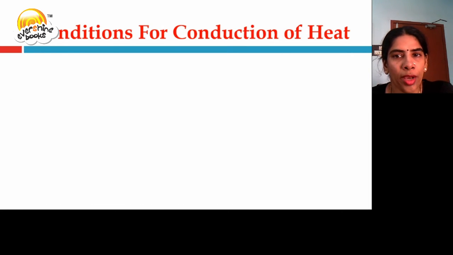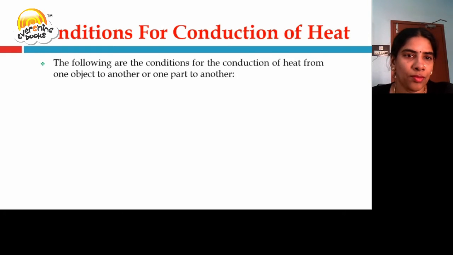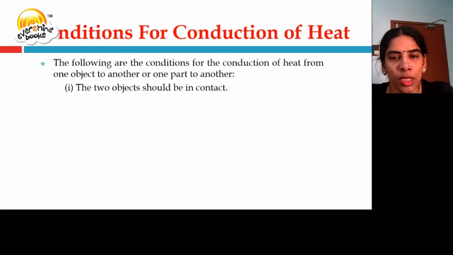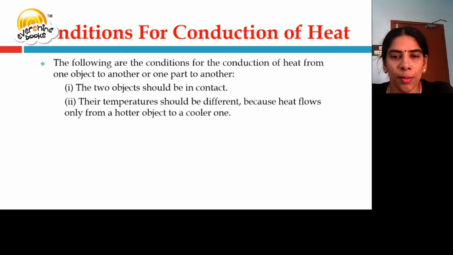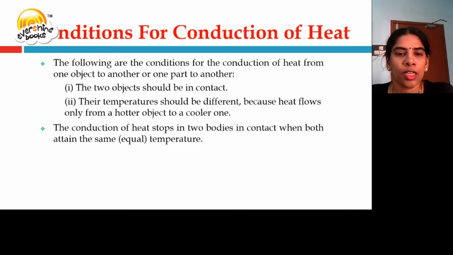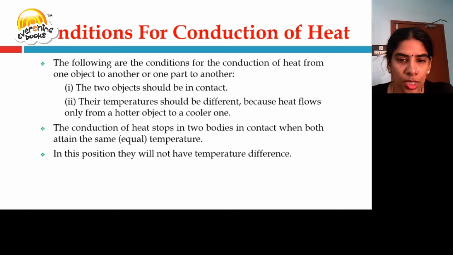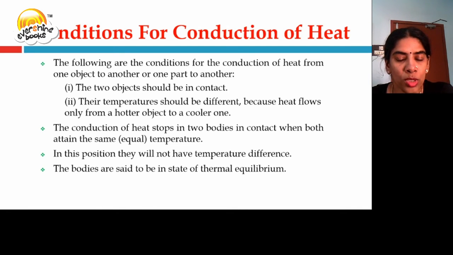What are the conditions we require for conduction of heat? The following are the conditions required for the conduction of heat from one object to another. The objects should be in contact. Their temperatures should be different because, as discussed earlier, heat will flow from the hotter to the cooler one. The conduction of heat between two bodies stops when both attain the same temperature. In this position, they will not have a temperature difference. The bodies are now said to be in a state of thermal equilibrium.